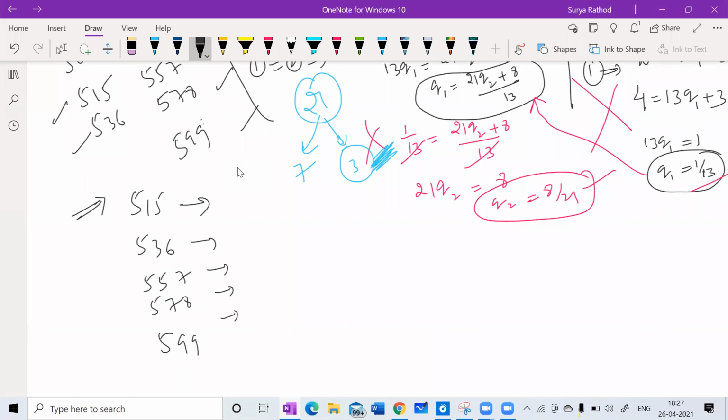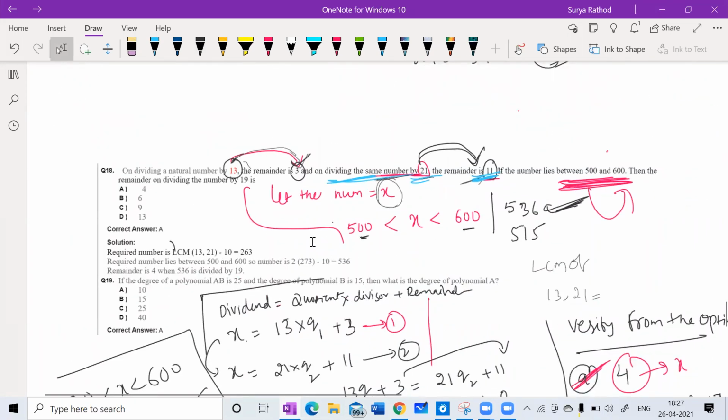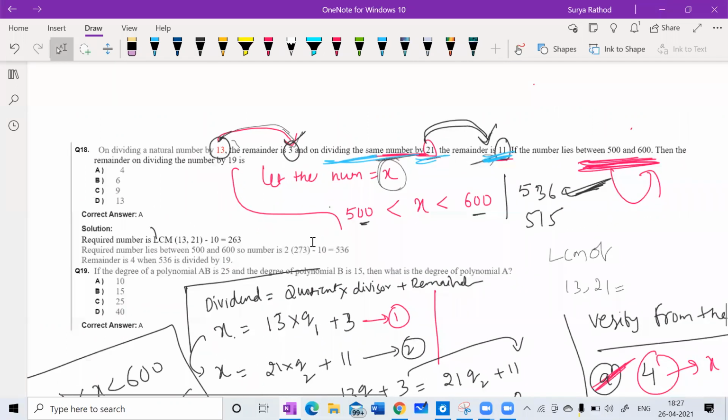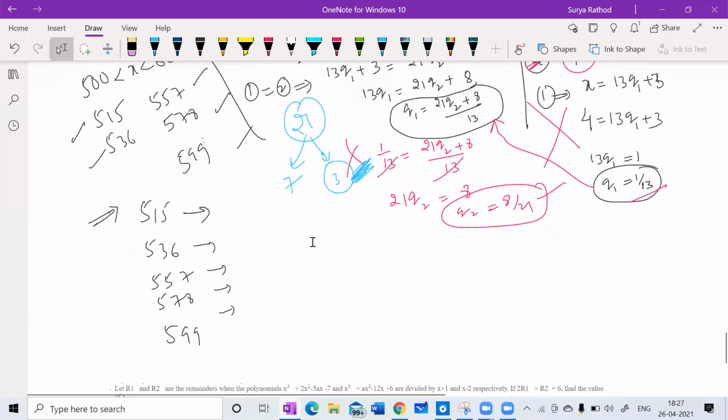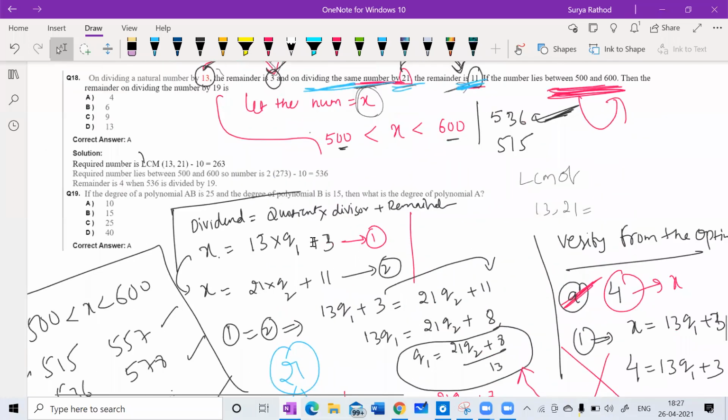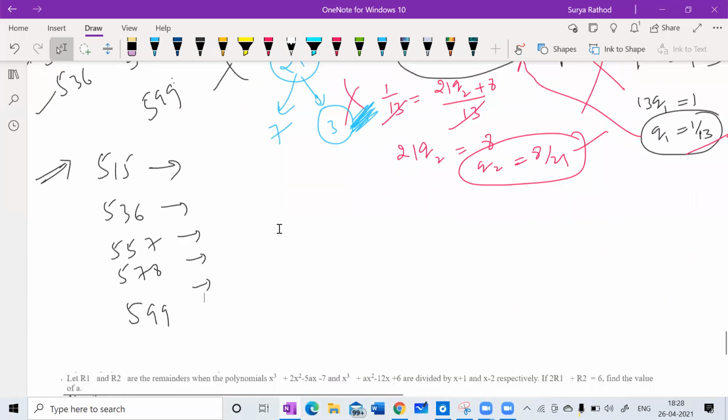Now look at this. What exactly is he asking us to find? He's asking, if the same number is divided by 19, what is the remainder? Now we have found 5 numbers here. What is the remainder if it is dividing by 19? Make it fast.